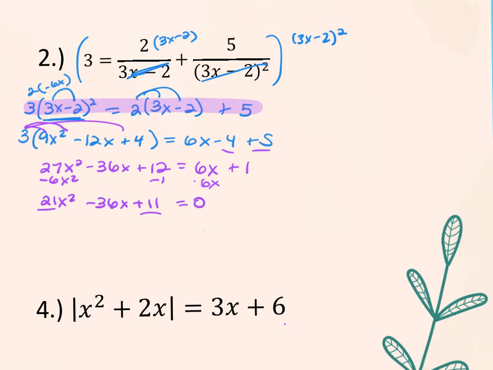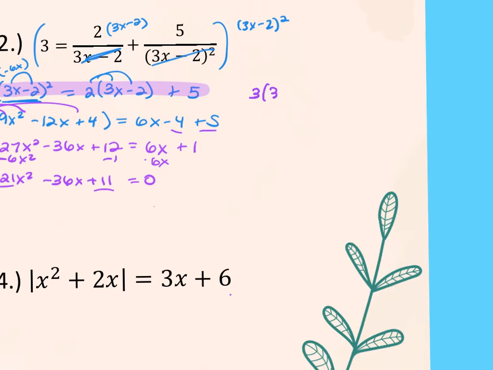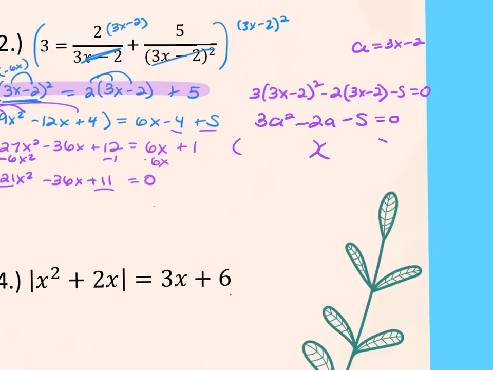I can use the substitution with a here. So if I pull that over, 3 times 3x minus 2 squared minus 2 times 3x minus 2 minus 5, and then a becomes 3x minus 2. So this becomes 3a squared minus 2a minus 5. Factor that. This would be negative 5, positive 1.